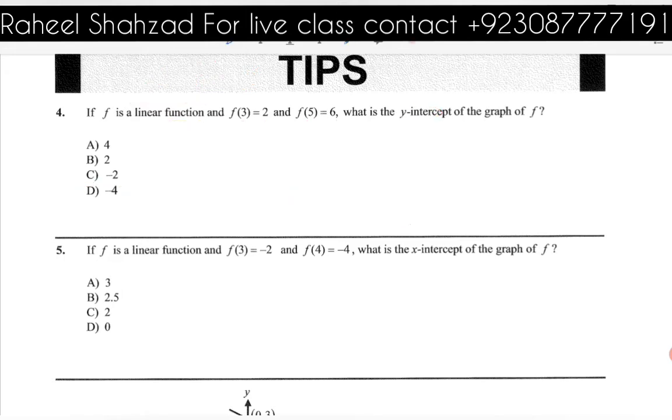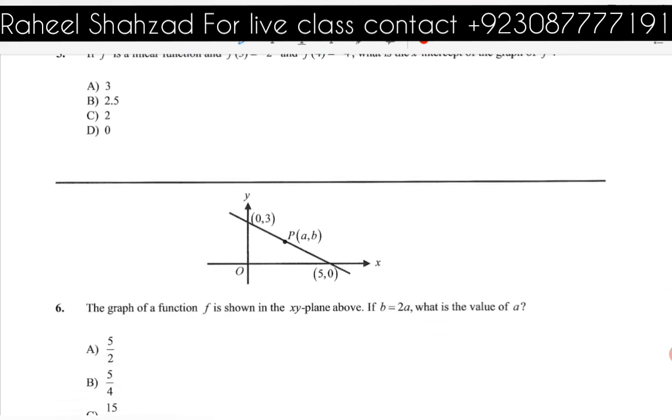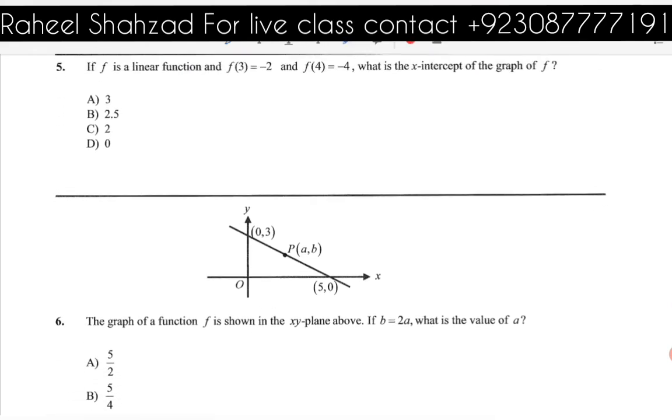Okay. Similarly, in question number 5, we have f is a linear function. Again, same story. x is 3, y is minus 2. So let's suppose this is A, it's (3, minus 2). Again, this is point B, that is (4, minus 4). What is the x-intercept? Now, the x-intercept is the point where any line cuts the x-axis. So let's call point C (x, 0). And if it is a linear function, it is representing a straight line.